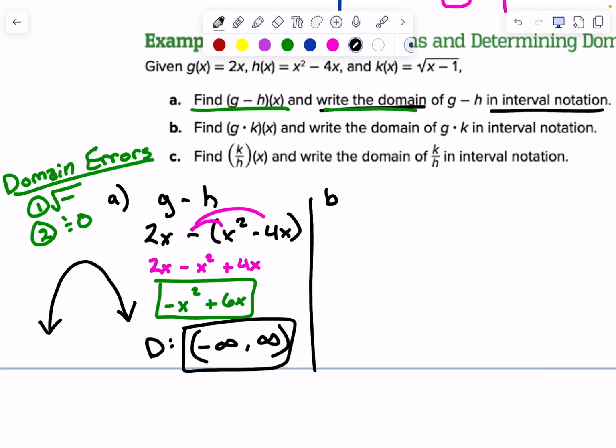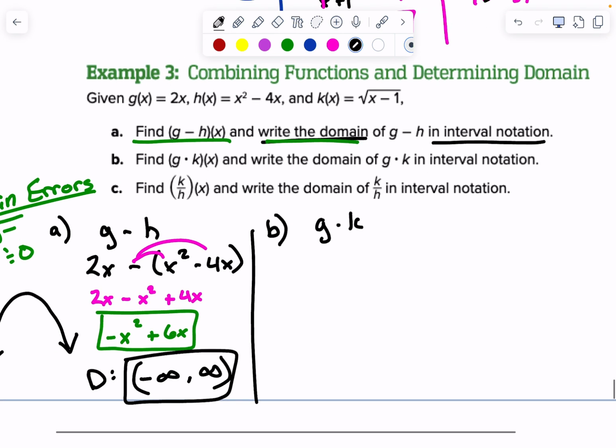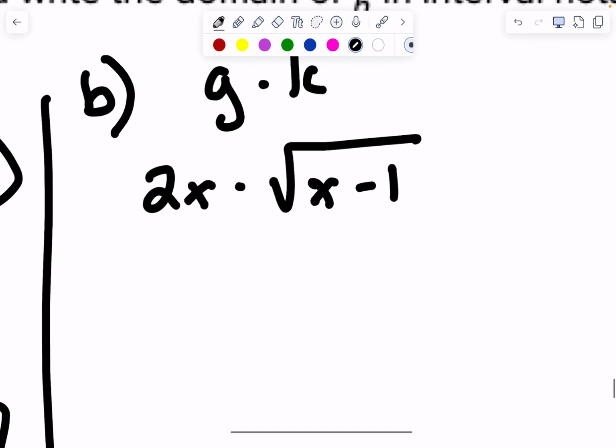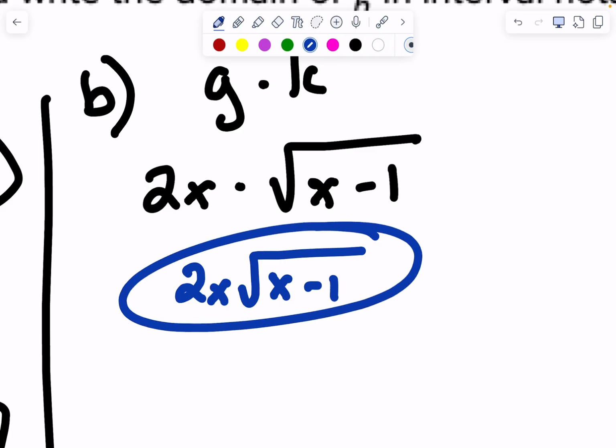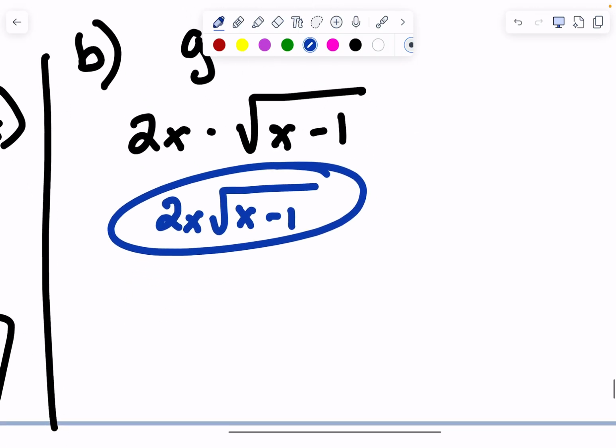Part B, we are taking g times k. g is 2x times the square root of x minus 1. Can I put that 2x inside of there? No. So if you want to, you can get rid of this dot. So you could write it as just 2x square root of x minus 1, right? That is what he looks like, and now we have to find the domain.